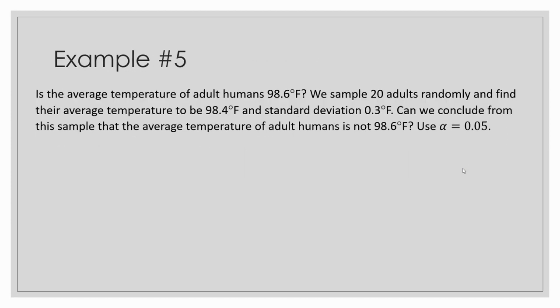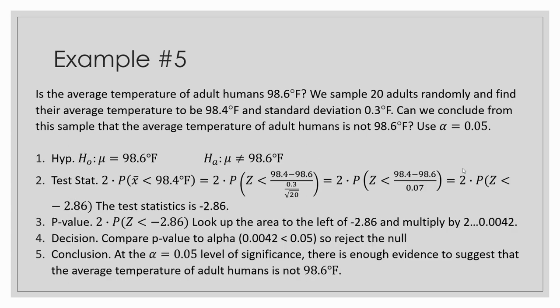Example 5. Give this one a shot. Pause the video, see what you make of it. Okay, hopefully you've had an opportunity to look at this one. This is a hypothesis test because it says, can we conclude? Gives us an alpha value, deals with alpha. And you know what? It's also a two-sided test because in the very last sentence it says we think the temperature is not 98.6. So this again is a two-sided test.